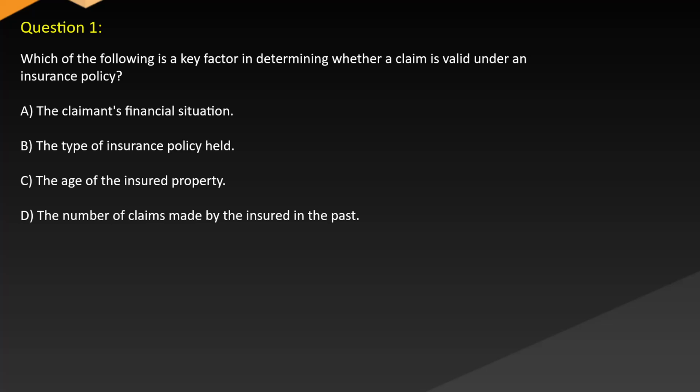Question 1. Which of the following is a key factor in determining whether a claim is valid under an insurance policy? A. The claimant's financial situation. B. The type of insurance policy held. C. The age of the insured property. D. The number of claims made by the insured in the past.